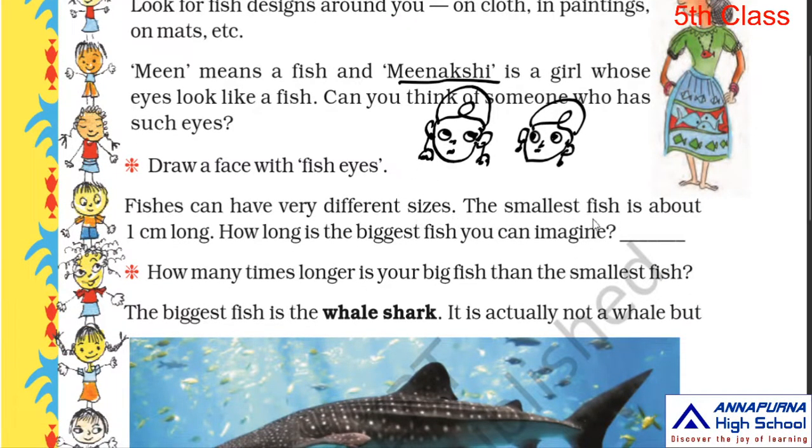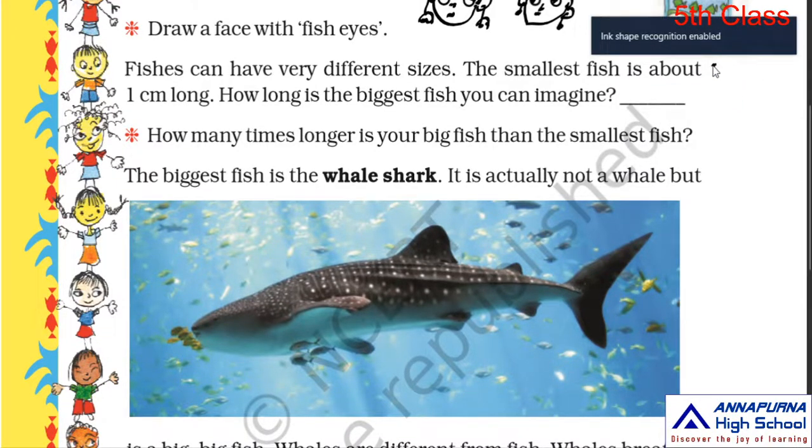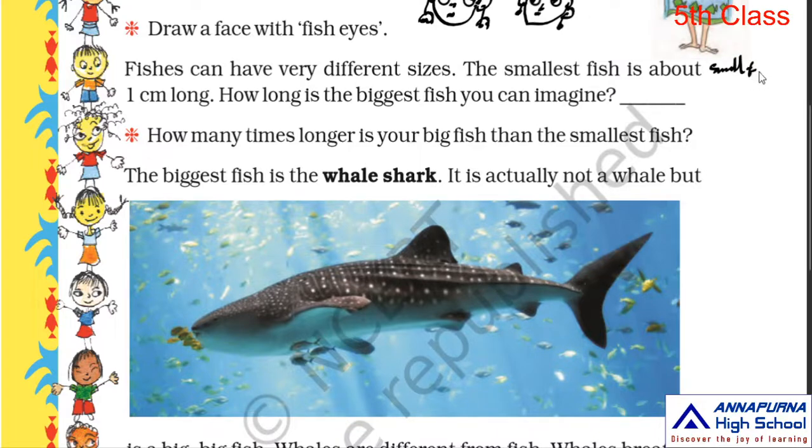different sizes. The smallest fish is about 1 centimeter long. How long is the biggest fish? You can imagine. How long is the biggest fish? You can imagine, suppose if you imagine. So what is the length of the smallest fish? The smallest fish length is 1 centimeter.